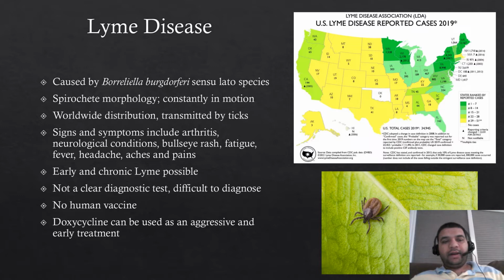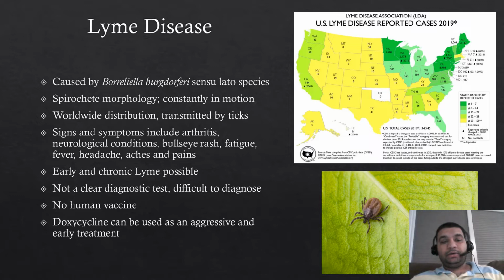So to get into the overall topic, we have to go into specifics of Lyme disease. Lyme disease is caused by a spirochaete called Borrelia burgdorferi, and it includes a ton of different species. A spirochaete is constantly in motion. It has a corkscrew motility that helps it disseminate into tissues and burrow into tissues.